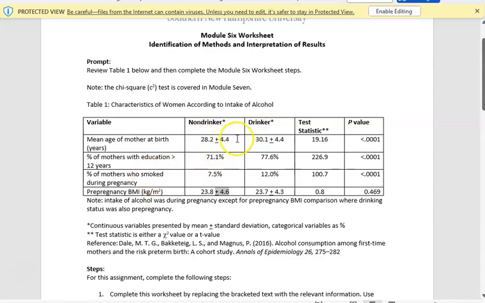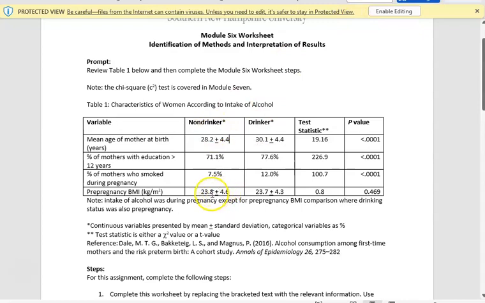Continuous variables have standard deviation after the average. So 28.2 years plus or minus 4.4 in both groups. So this standard deviation is the same, and that tells us how spread out the numbers are.